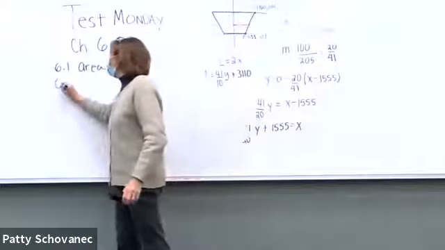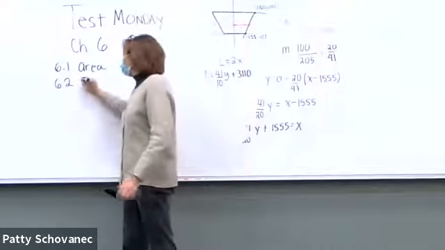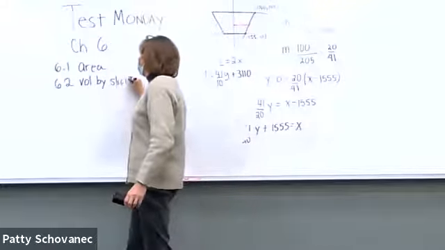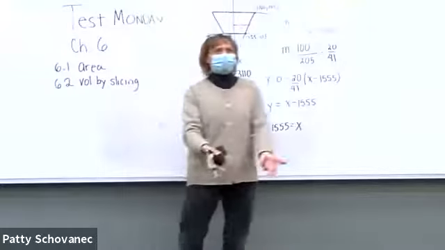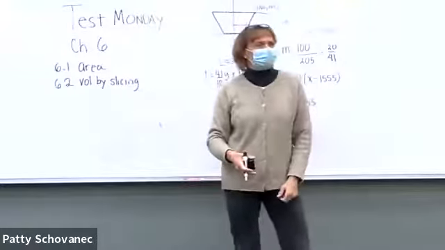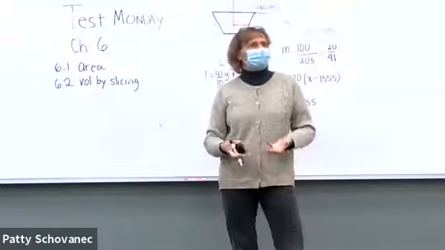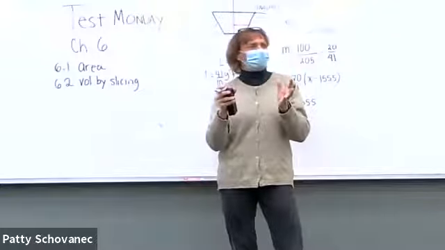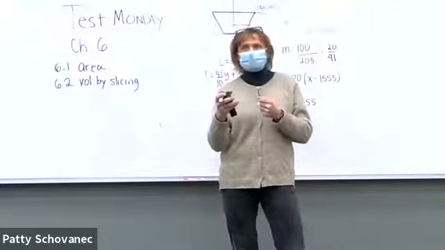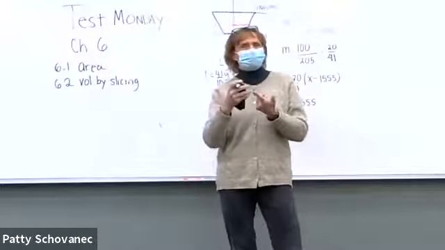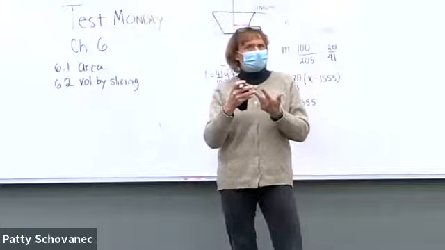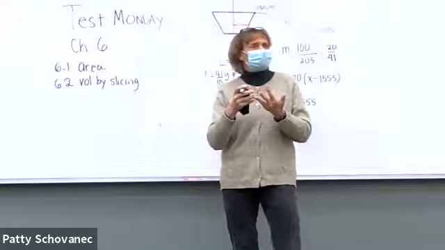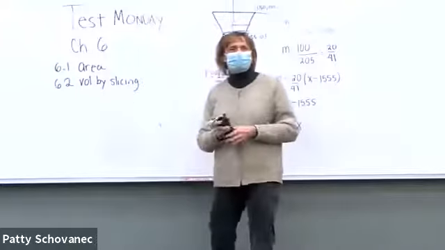Section 6.2 had two parts. We had the volumes by slicing. And so we describe what the base of the region looks like and what the slice perpendicular to the x-axis looks like. And then you use the fact that volume is the integral of the expression that gives the area of the cross-section with respect to x. And the cross-sections are usually circles or semicircles, squares, or equilateral triangles. So that changes whatever the formula for the area in the integrand is.